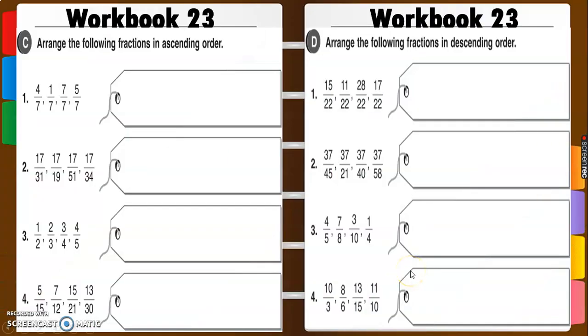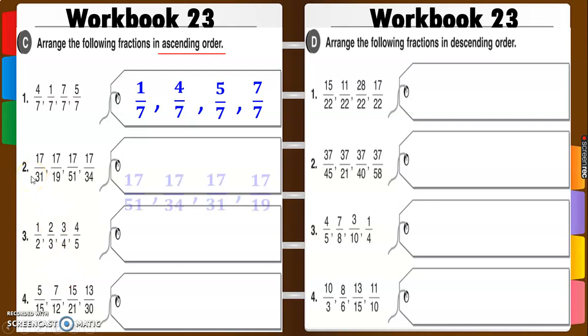Okay, so let's proceed to workbook page 23. Letter C, it says arrange the following fractions in ascending order. What do you mean when you say ascending order? Ascending order means numbers from smallest to greatest. Okay, so we have 4 over 7, 1 over 7, 7 over 7, 5 over 7. They have the same denominator, so all you have to do is compare the numerators. Small fractions to bigger fractions.